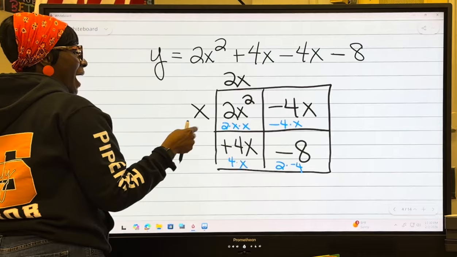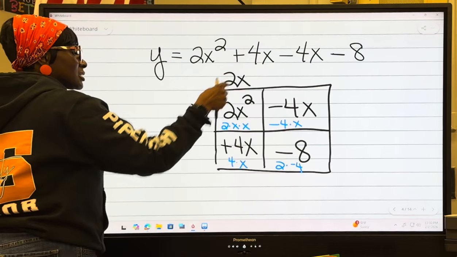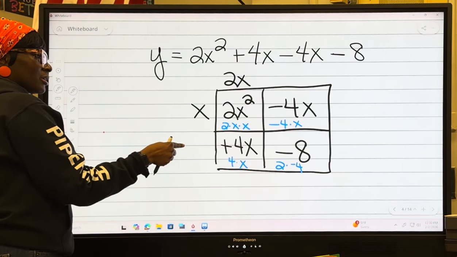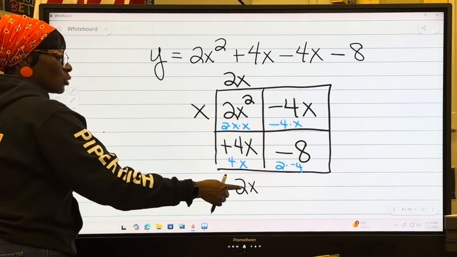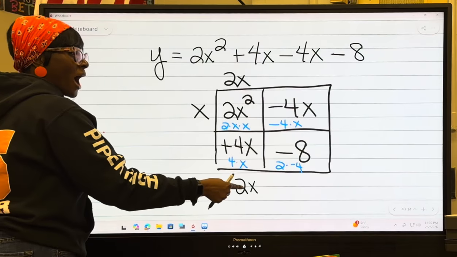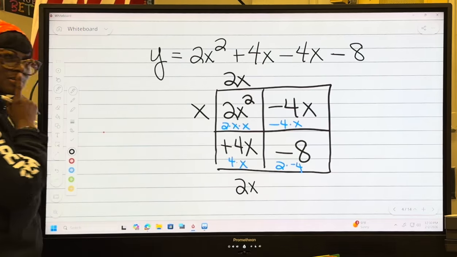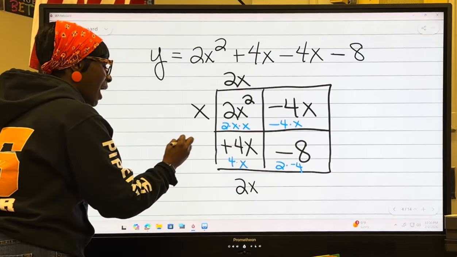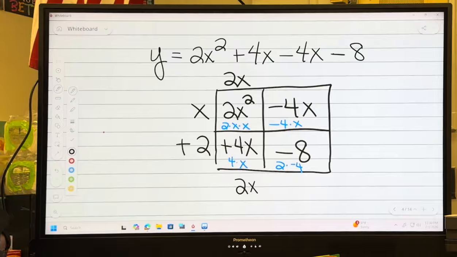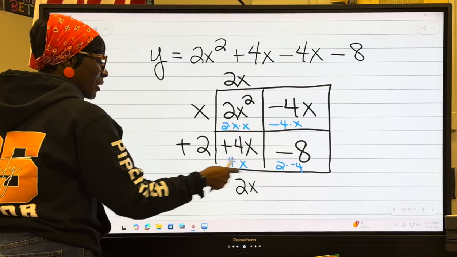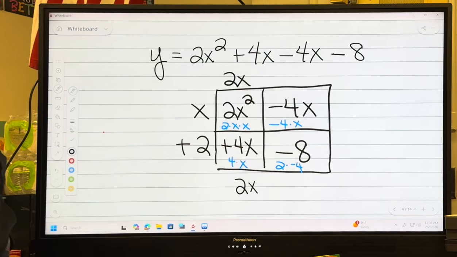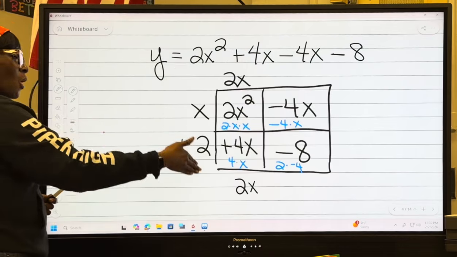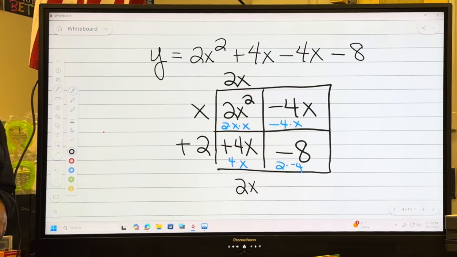Now, how do I use this 2x to help me get what goes here? So I could put it here, right? So this is 2x. 2x times what is going to give me 4x? 2. So that means this must be a positive 2. Does that make sense? Yes? How do I know that? Because base of 2x times the height of 2 is going to give you an area of 4x. Does that make sense? Once you got one side, it don't take nothing to get the other side, right?